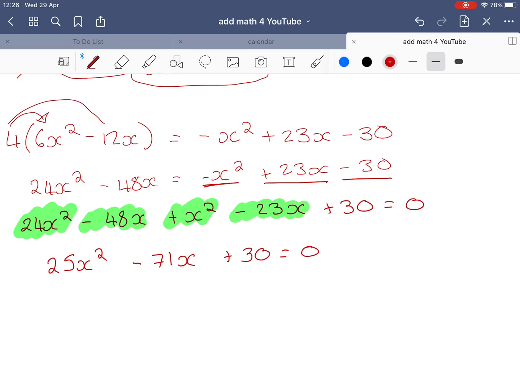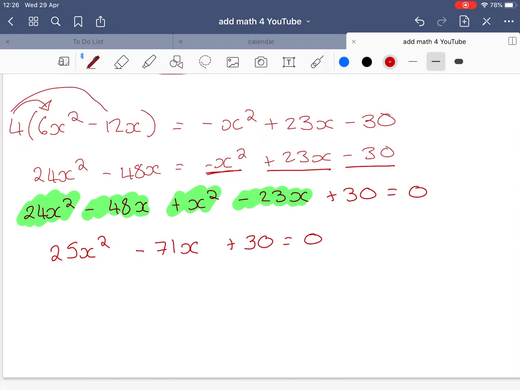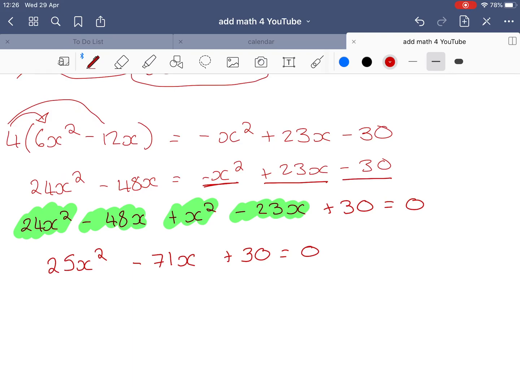At this stage, I've done a video on factorising quadratics. However, this one actually can't factorise into normal brackets. We're going to have to use the quadratic formula. So the quadratic formula, if I write it over here, is minus b plus or minus the square root of b squared minus 4ac all over 2a. So it's important that this is a, so 25 is a, b is minus 71, and c is 30. So you want to substitute that into the formula.